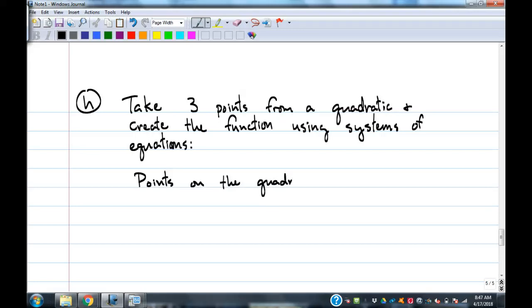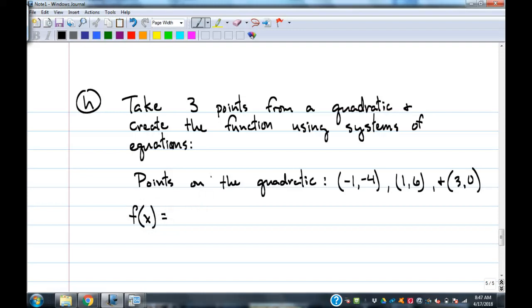Points on the quadratic are -1, -4; 1, 6; and 3, 0. I need 3 points. The reason I need 3 points is because I'm trying to create this function that's quadratic.